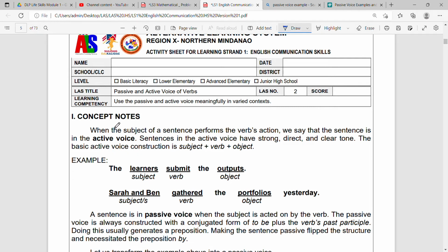concept notes here, when the subject of a sentence performs the verb's action, we say that the sentence is in the active voice. Siyempre active kay mao man ang subject man mao'y naghimo sa action. Okay? So that is active voice. So you are going to say that the sentence is in active voice. Now, sentences in the active voice have strong, direct, and clear tone. The basic active voice construction is subject plus verb plus object.